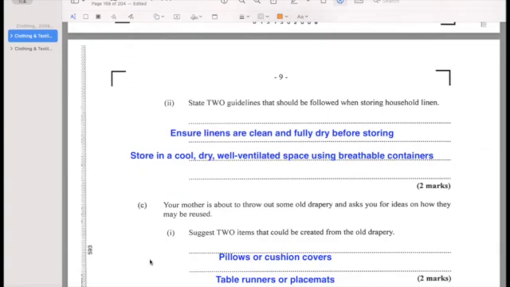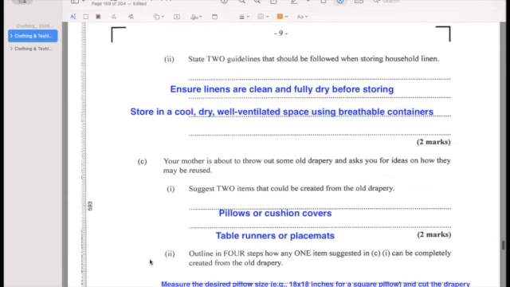2 marks. Next question. State 2 guidelines that should be followed when storing household linen. 1. Ensure linen are clean and fully dry before storing. And 2. Store in a cool, dry, well-ventilated space using breathable containers.